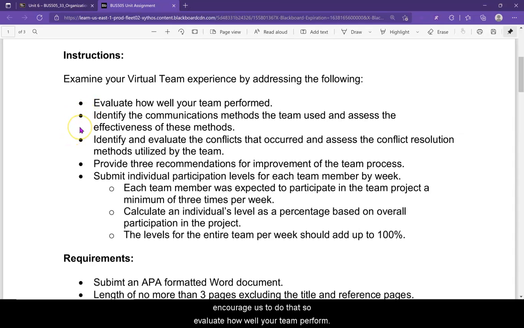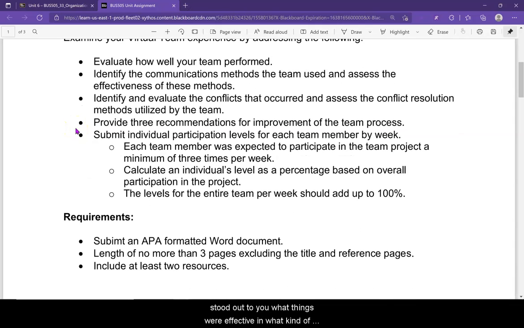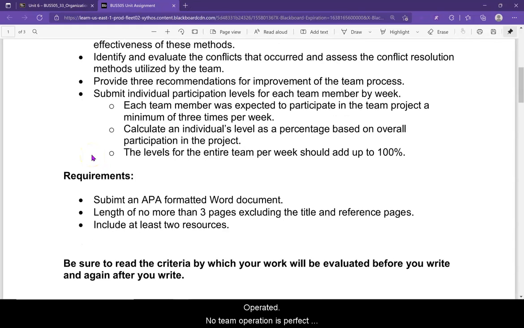So evaluate how well your team performed. Right, so what were some of the communication things that stood out to you? What things were effective? What kind of ideas did you have? Also, pay attention if you had any conflicts. What happened there? How did you go about resolving them? Hopefully, anything that you came up with was able to be resolved. Right, provide 3 recommendations for how to improve a team process or how your team operated. Right, no team operation is perfect. That's one thing to keep in mind.